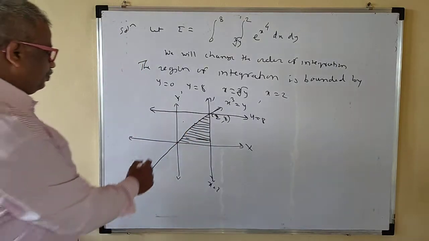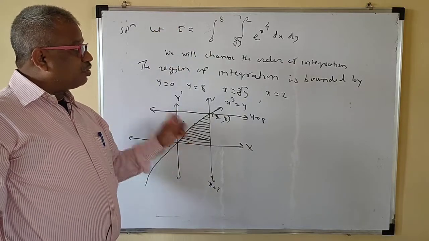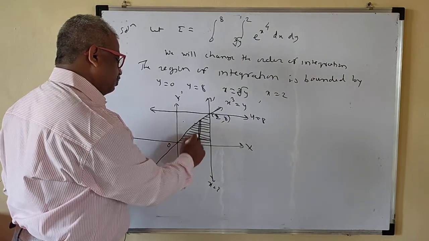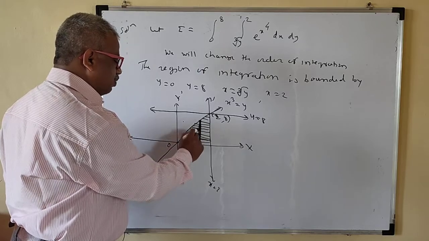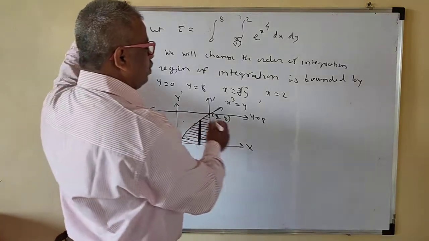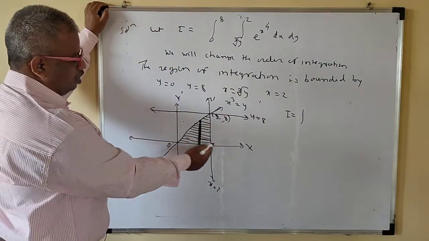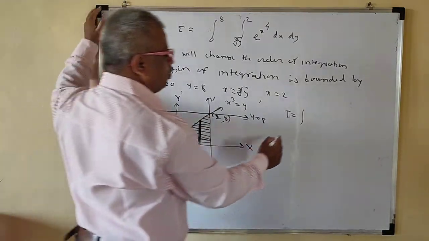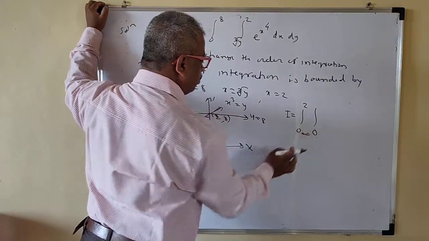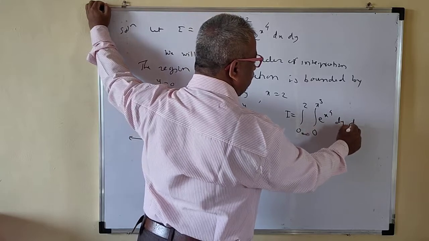Now in order to change the order of integration, the strip is parallel to the x axis, so our strip should be parallel to the y axis. So we draw the strip parallel to the y axis. That means these limits, which were functions of y, are now functions of x. So then I is equal to, with the strip parallel to the y axis, you write the limits of x first. This is 0 to 2. Your x lies between these two lines. Then y from the lower curve is 0, and y from the upper curve is x cube. So integral of x from 0 to 2, y from 0 to x cube, e raised to x to the power 4 dy dx.